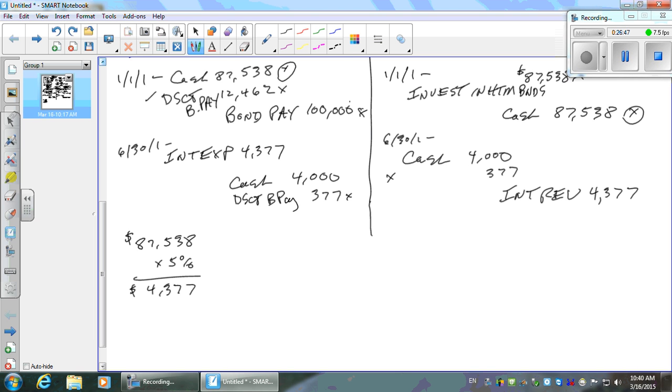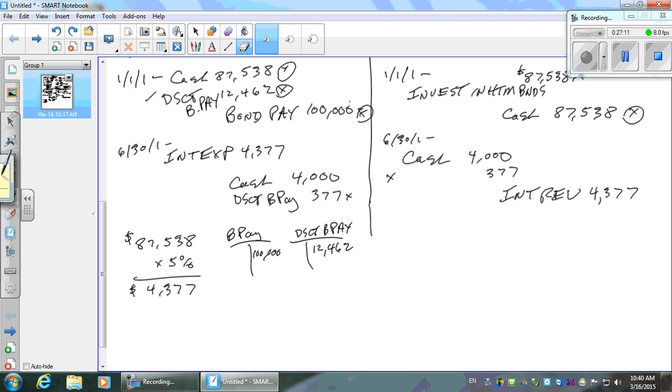So take a look at that. We've got bond payable with $100,000 in it, right? That's our bond payable there. And we got discount on bonds payable, which is the contra account that goes with it. Started with how much? 12,462. And what did we just do to it? Whoops, that's a debit. Sorry. 12,462 debit. It's that debit right here.